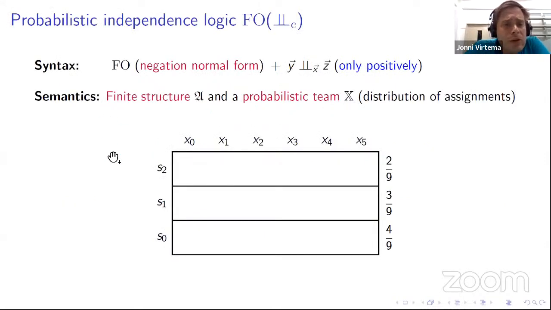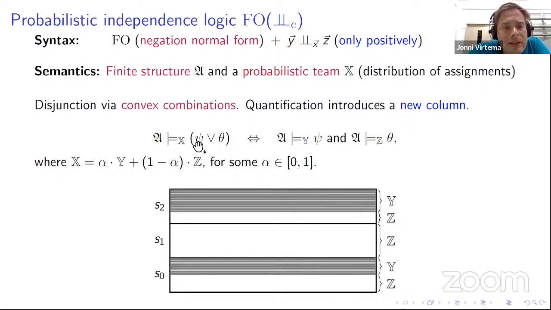So the logic on the syntactical side is an extension of first-order logic with atomic statements that can describe properties of sets of data, let's say. And on the semantical side, we work with finite structures. And instead of assignments, like in first-order logic, we have sets of assignments. And in this probabilistic setting, each assignment has a weight, and those weights then add up to one. So we have distributions over assignments, and then we can say some probabilistic notions like Y is probabilistically independent of Z in the sense of probabilistic independence from statistics.